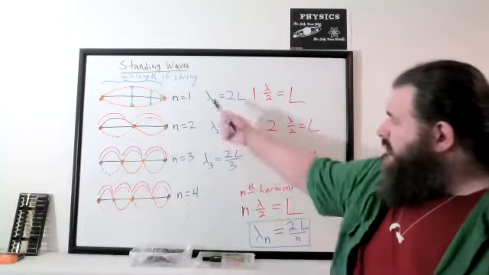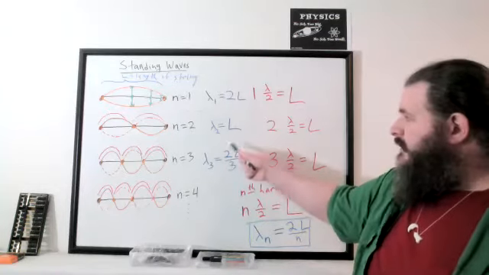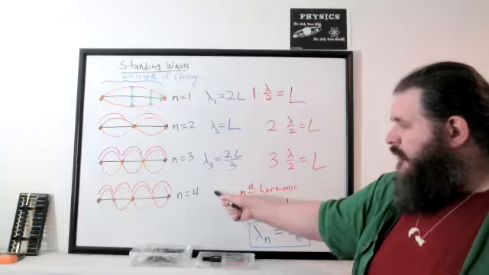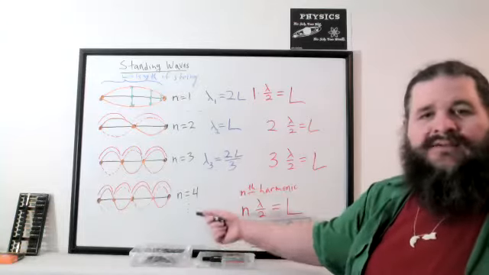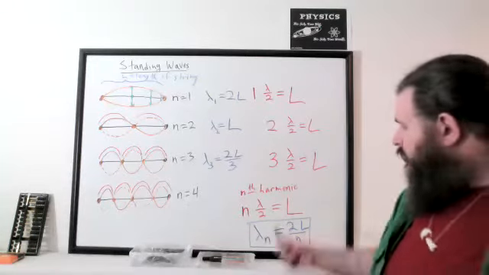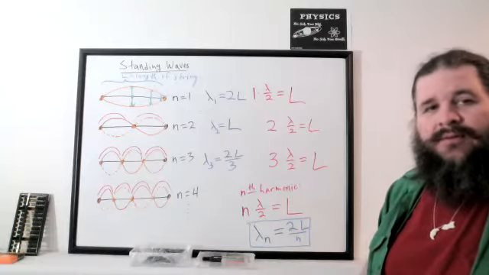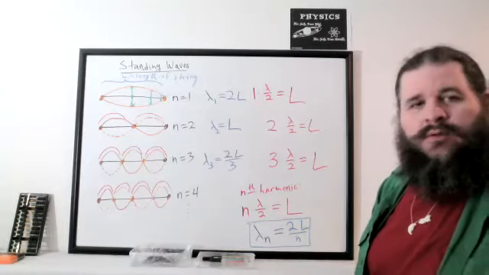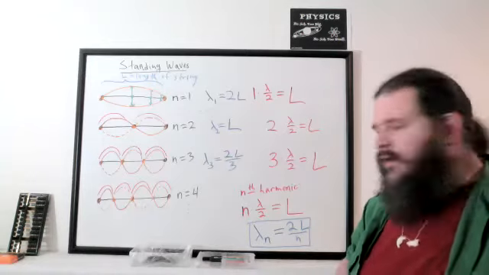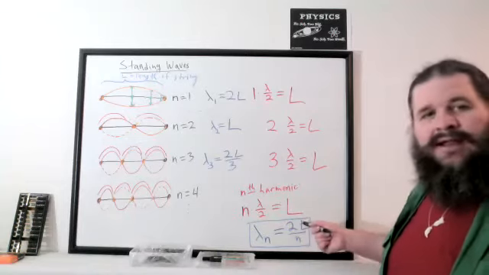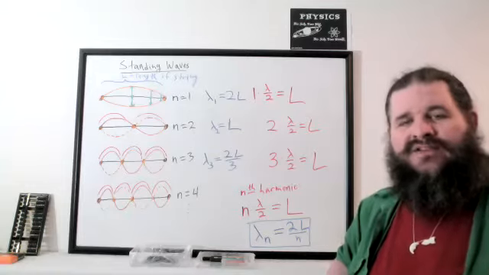So if we take a look at these specific examples, we've got 2L over 1, that's just 2L. 2L over 2 is L. 2L over 3, 2L over 4 would be half L. Then 2L over 5, 2L over 6, 2L over 7. 2 times the length of the string divided by any whole number, because n does have to be a whole number, will give you a wavelength that will work here. So you can find the wavelength of any standing wave you want just by taking 2 times the length of the string and dividing by any whole number you want. That will give you a wavelength that will work as a standing wave.